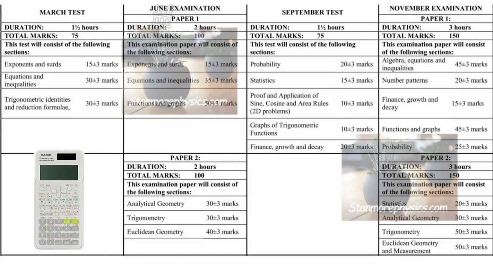Now, this is what your paper one consists of. It consists of exponents and surds, equations and inequalities, functions and graphs, and your paper two consists of analytical geometry, trigonometry, and Euclidean geometry.